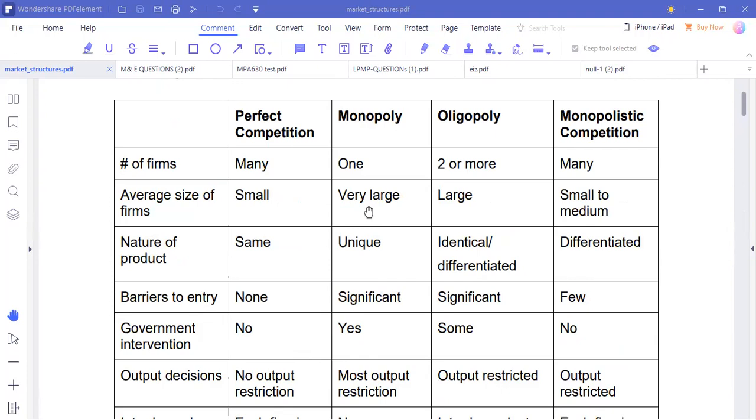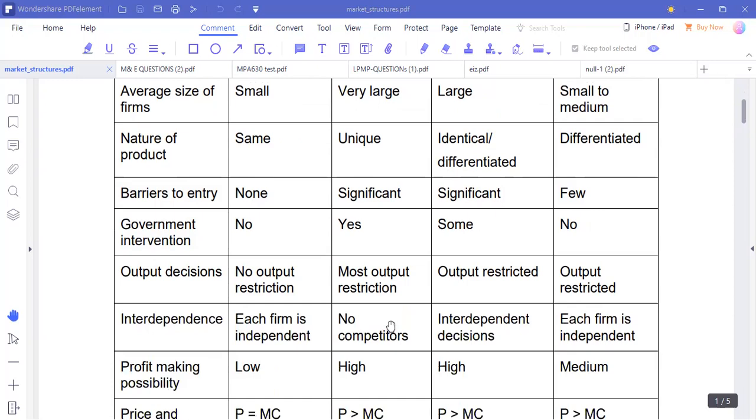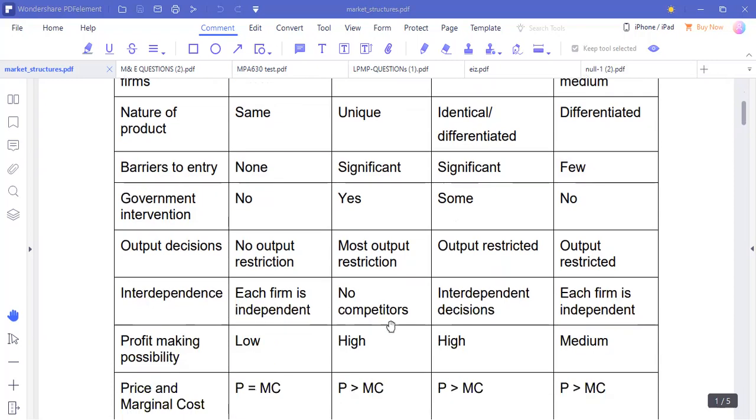Now in a monopoly, we have one major firm, very large in size. The goods in this market structure are unique, and there are heavy barriers to entry. They're significant. Government intervention is high because of the nature of the business being done here. There are heavy barriers to entry, and there are output restrictions.